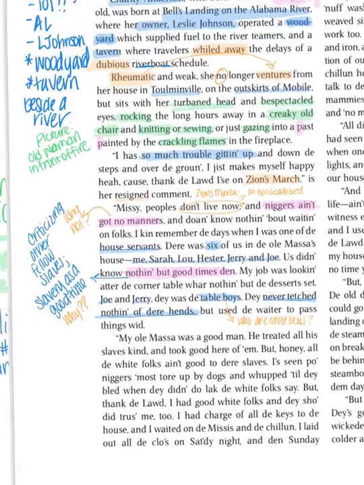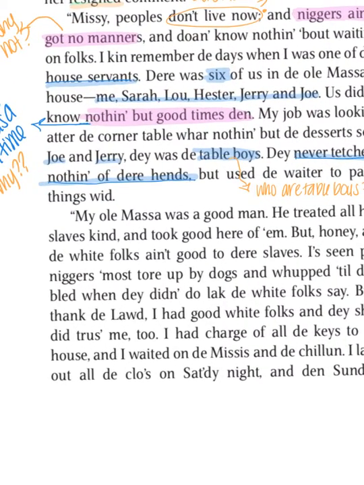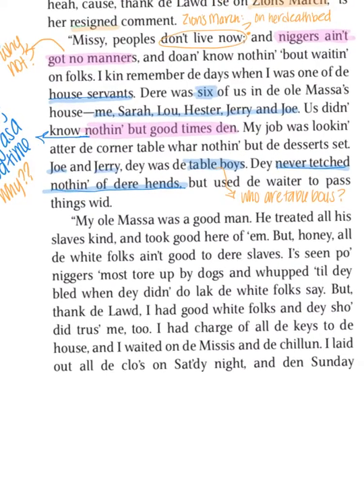I hope you're getting the hang of this. We're going to do one more paragraph and then you need to do the rest on your own. All right, let's look at this. "My old master was a good man. He treated all his slaves kind and took good care of them." All right, what detail do you know that's really important here? He was a good man. All right. A slave owner is being described as good. This is interesting. He treated all of his slaves kind, and he took good care of them.